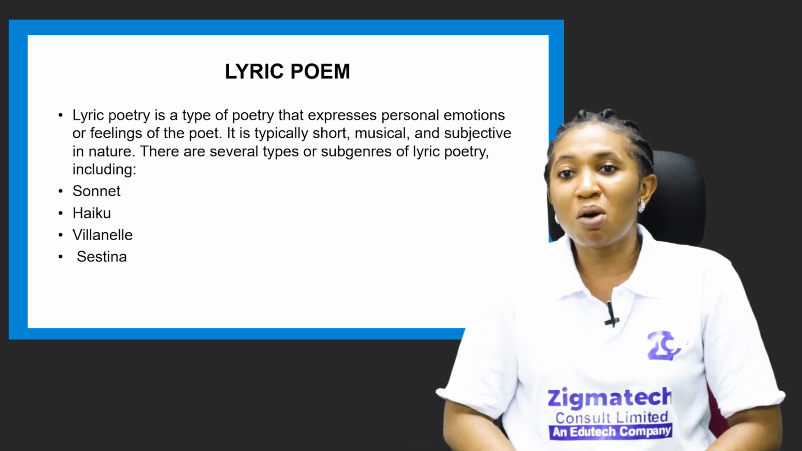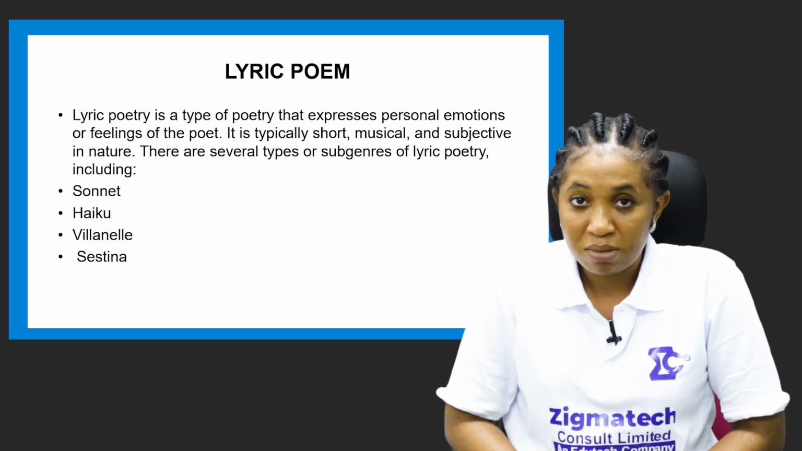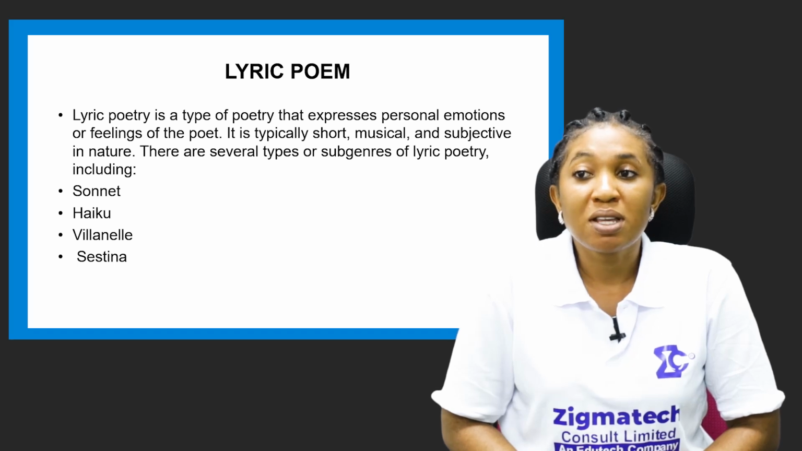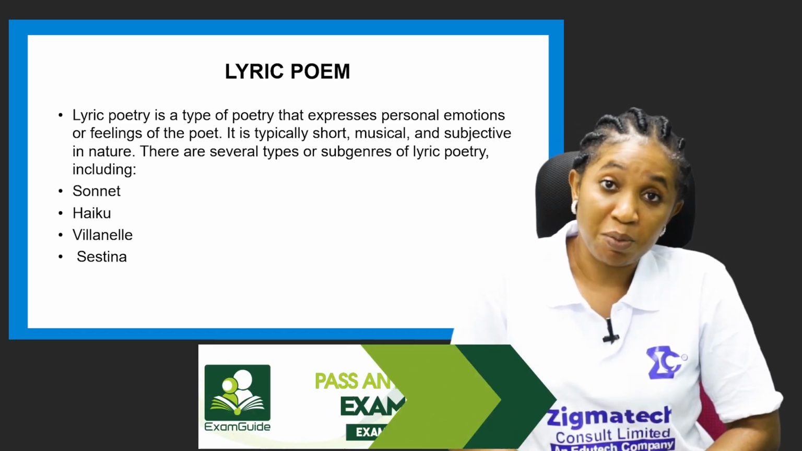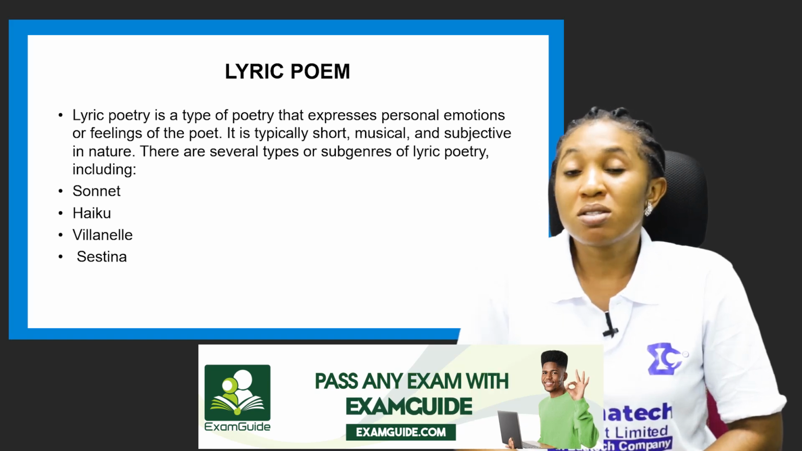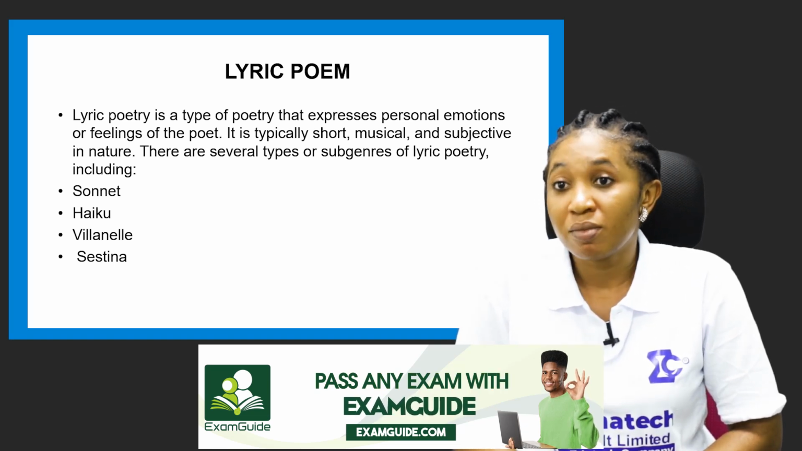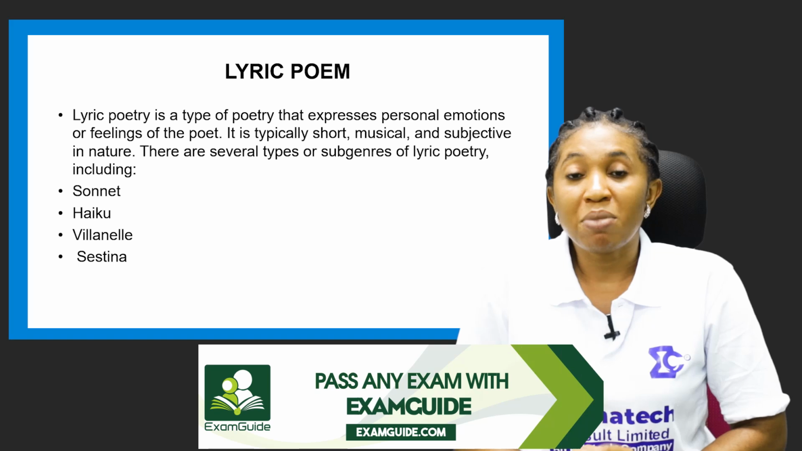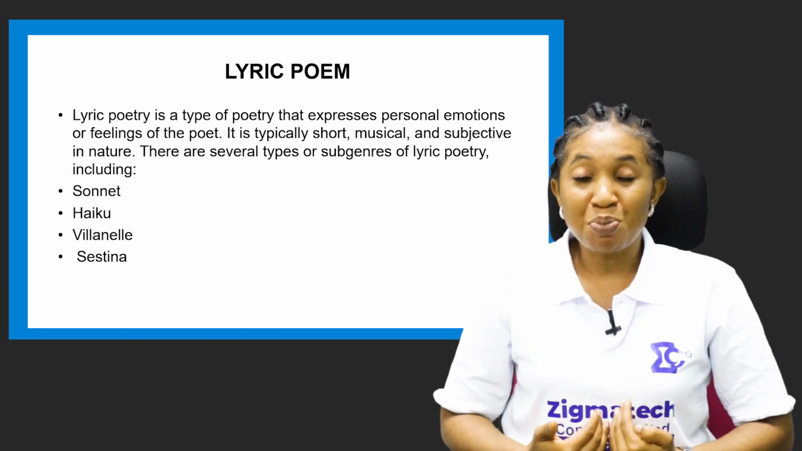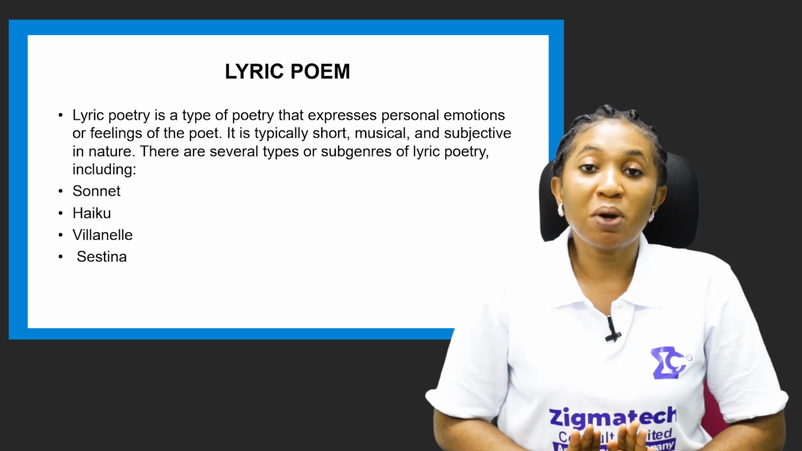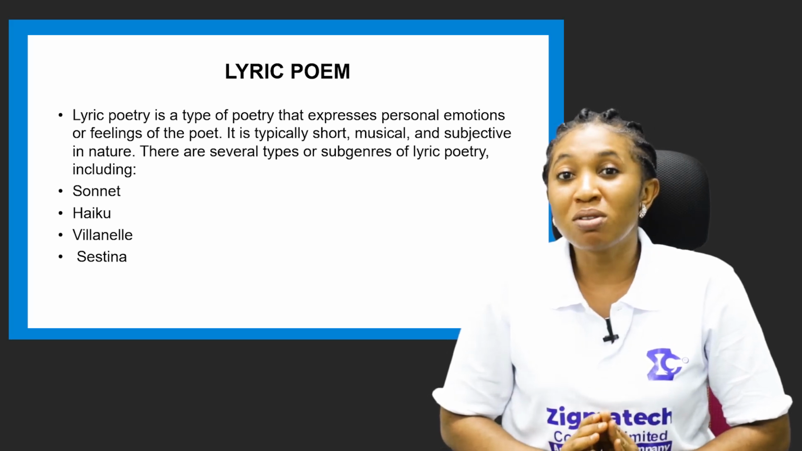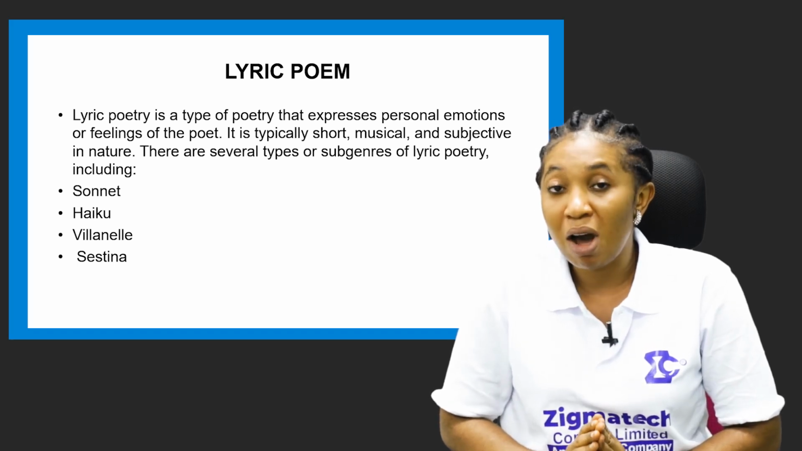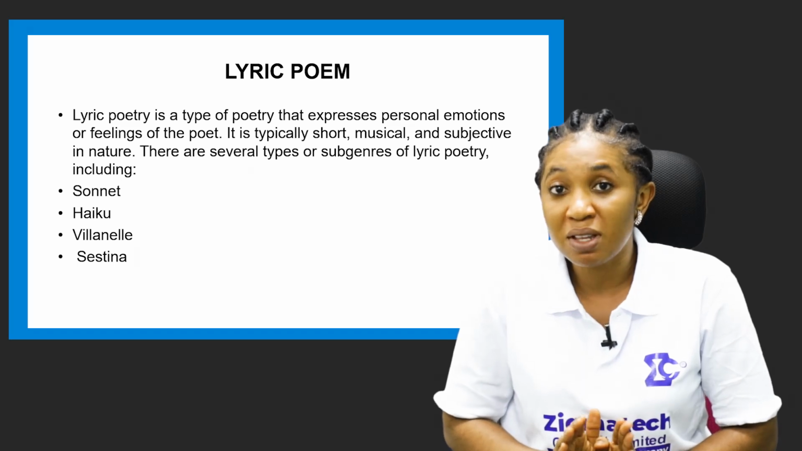Then we have some poems that are called lyric poems. These lyric poems are poems that express deep emotions and feelings of the poet. Sonnet is an example of a lyric. Lyric poems are usually short, musical, subjective in nature. By subjective, we mean it is based on the poet's emotions, based on the poet's perspective, based on what the poet thinks or how the poet sees or perceives things.